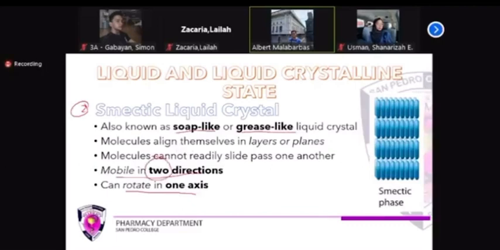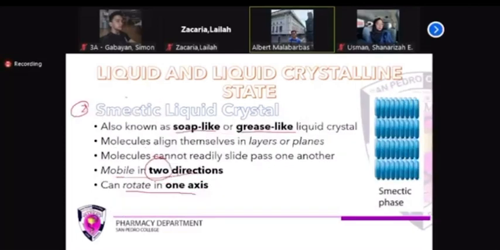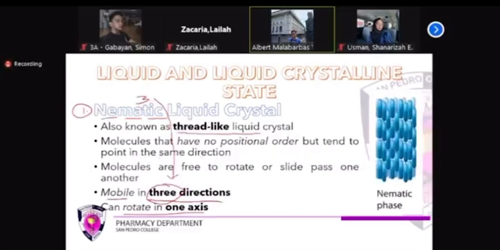So my way of memorizing it is by syllables. For nematic, my mnemonic is based on syllables. Ne, ma, tik. So three syllables. So therefore, mobile in three directions. Smectic, smek, tik. So it is mobile in two directions. That's my way of memorizing. Okay? Nematic, thread-like, mobile in three directions.